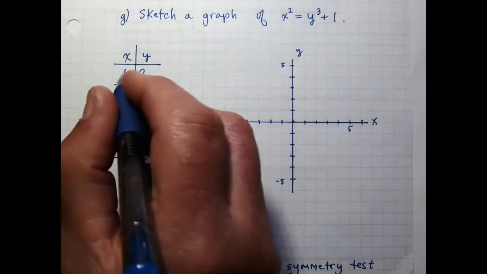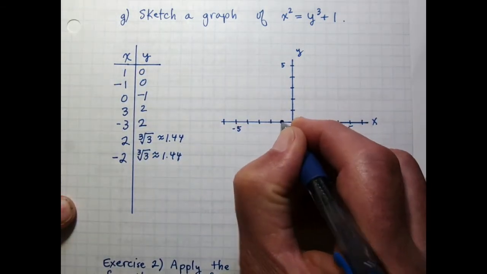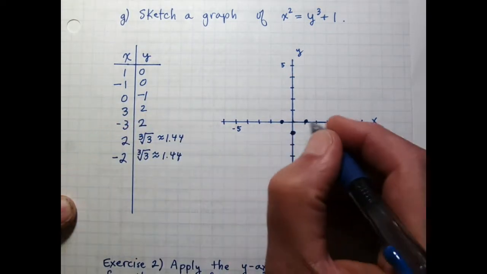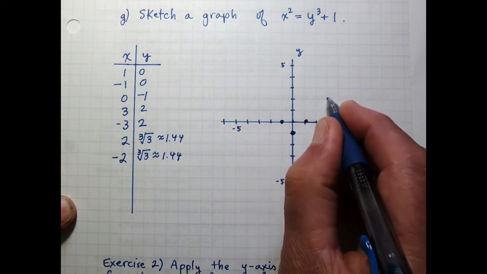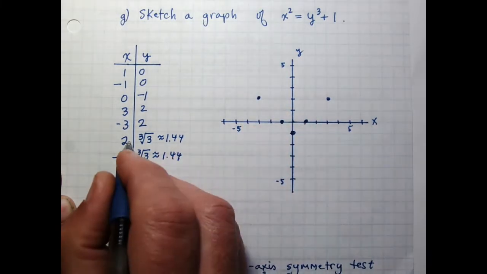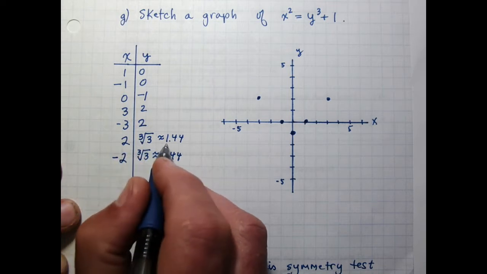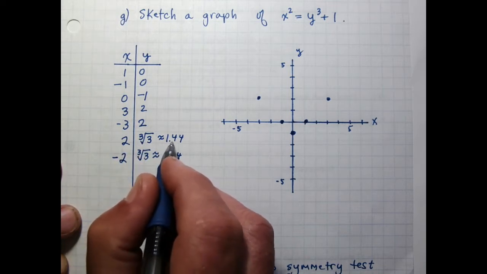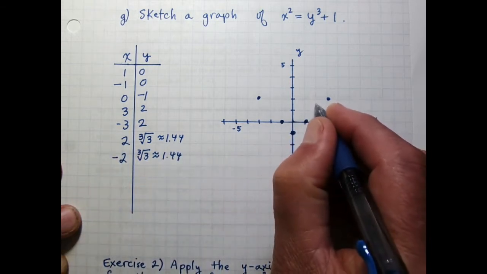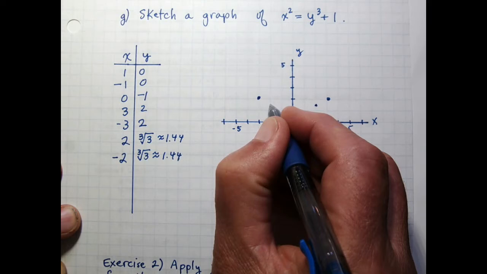And let's see here. I have 1, 0. So x is 1, y is 0. Negative 1, 0. I have 0, negative 1 on the y-axis. I have 3, 2. I have negative 3, 2. I have 2, cube root of 3. Now I have to approximate its location. I can probably only guess about one decimal place, so I'll say 2, 1.4, just a little less than halfway up a square. And then I have negative 2, 1.4.